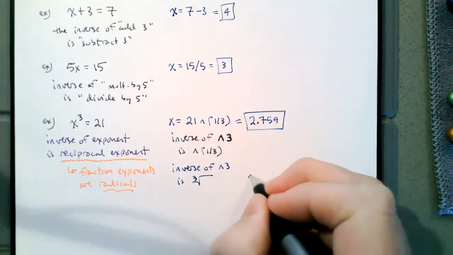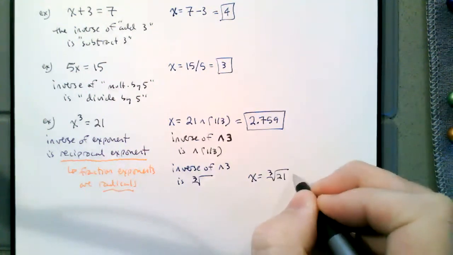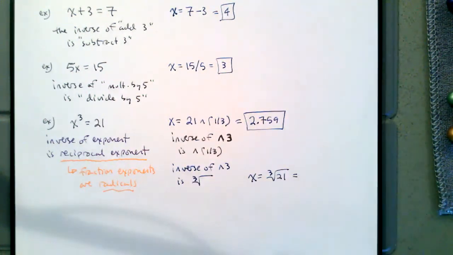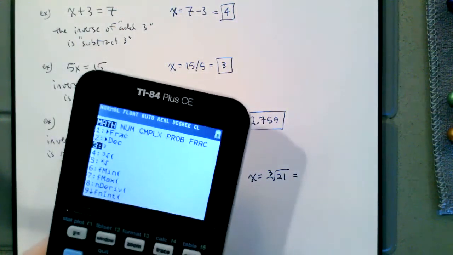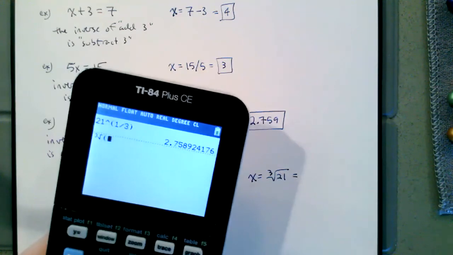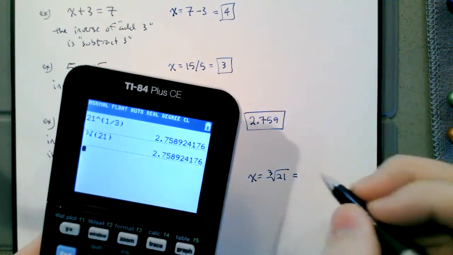So I could say x is the cube root of 21, which is, let me grab our calculator and go into the math menu and find the cube root of 21. And it's the same, 2.759.